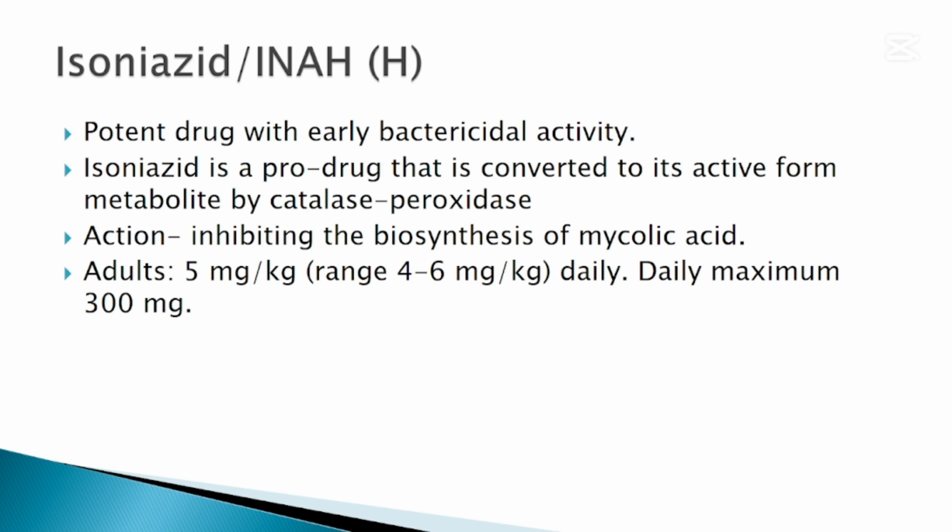What is INH? It is a potent drug which has early bactericidal activity. It kills bacteria. It is a prodrug that is converted into its active metabolite by catalase peroxidase. This active form inhibits biosynthesis of mycolic acid, which is there in the mycobacterial cell wall. The usual adult dose is 5 milligrams per kg per day, up to a maximum dose of 300 milligrams.